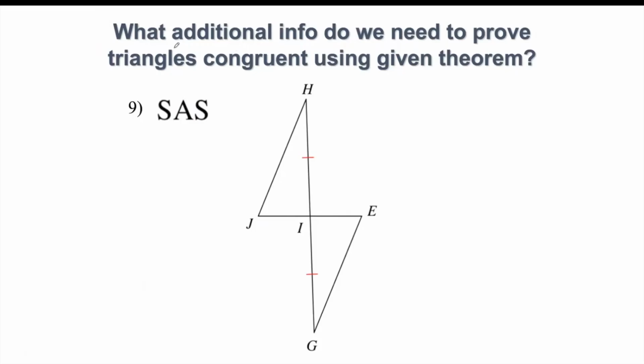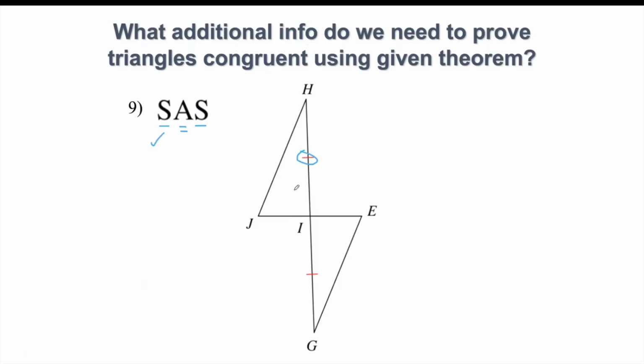Okay, one other thing I want to talk about before we get to some algebra ones and proofs, because you'll be doing this a lot in this chapter, is what additional information do you need to prove that the triangles are congruent? Because you notice all I have is one marking here. We need three things. We need side, side, and the angle between them. So we do have this side here. So we have one side.